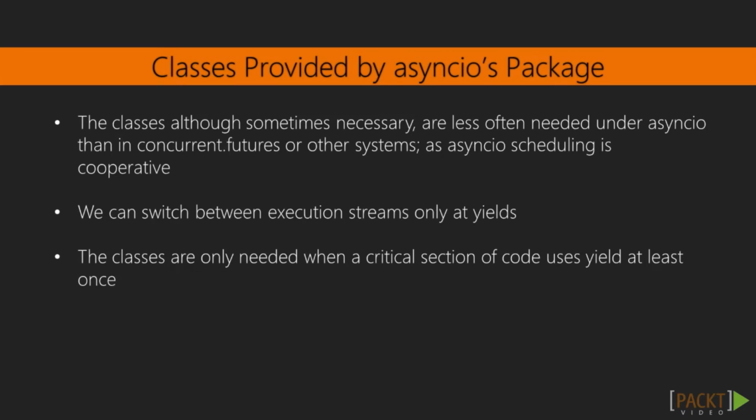Having mentioned lock and the rest, I want to point out that while they are sometimes necessary, they are less often needed under asyncio than they would be under concurrent.futures or other systems which provide multiple streams of execution. That's because asyncio scheduling is cooperative. It's only possible to switch between execution streams at yields, which means that if there are no yields within a critical section of code, it can't be interrupted. No other task can modify the same data at the same time, because no other task has the opportunity to run any code during that time.